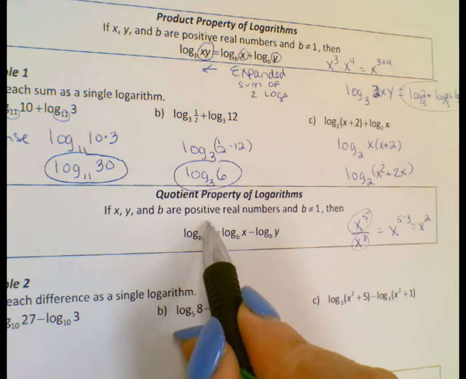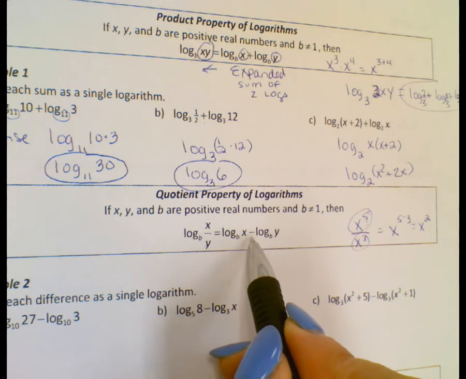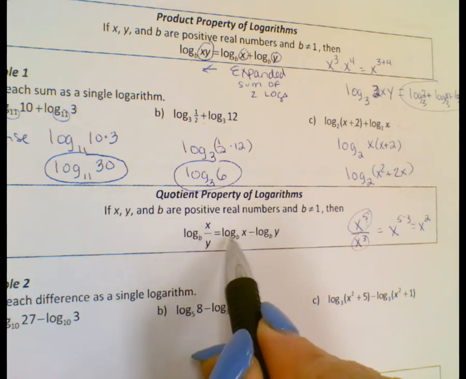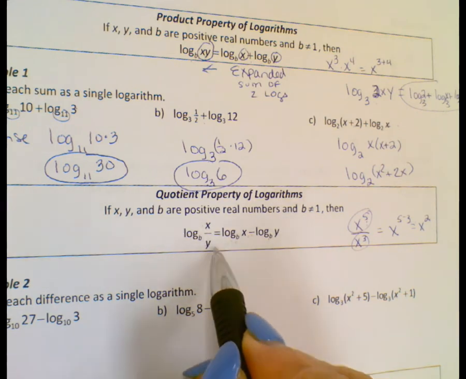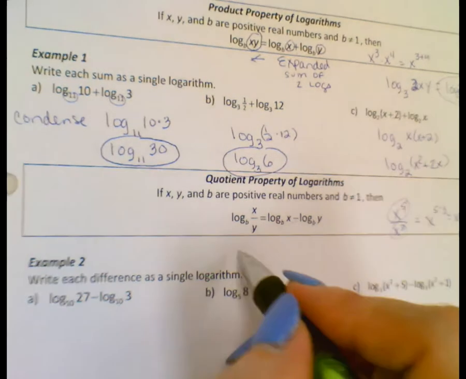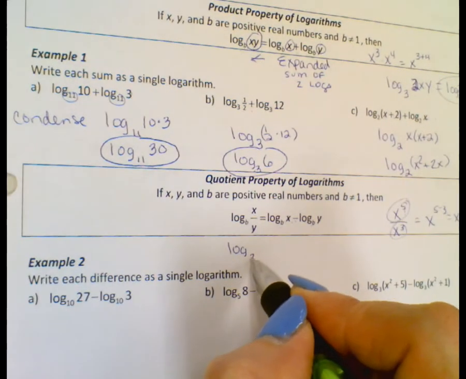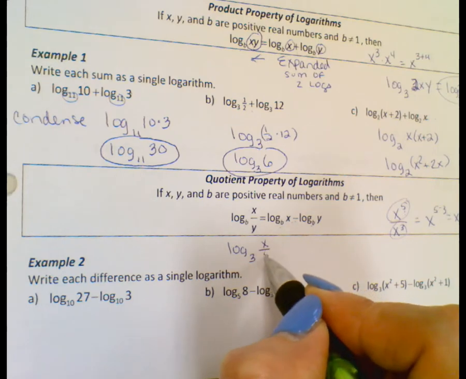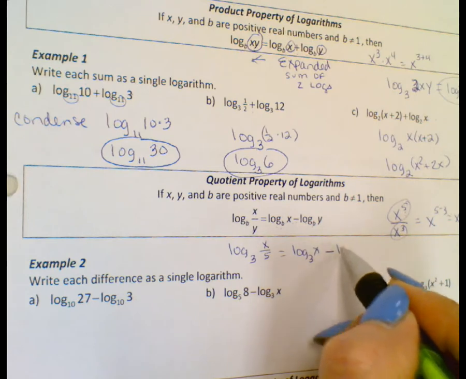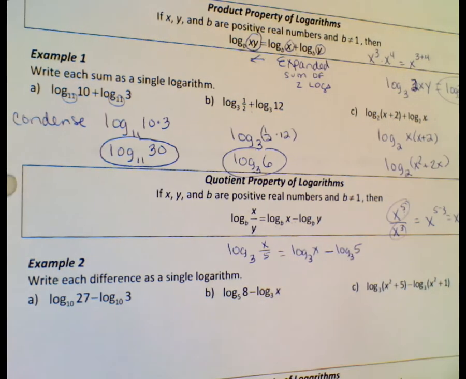So when you have something like this and you see division of 2 factors, you can expand it by writing a minus sign. So you take log base b of the first one, x, minus log base b of the bottom one. Okay? So let me just say, if you had log base 3 of x over 5, it would be log base 3 of x minus log base 3 of 5. And you'd be done. But now they're going to have you doing an expansion form down to condense it.